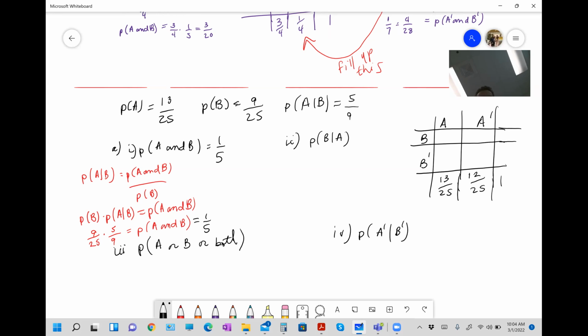Now, the problem gave us that B is 9/25, right? So what would be not B? What would be not B? Not 8, but 16/25. What's left over, right? Does that make sense? Because 16/25 plus 9/25 is 25/25, which is 1. But we got more information because now we just figured out that the probability of A and B is 1/5. You see that? And now that we know that's 1/5, we can figure out A and not B.